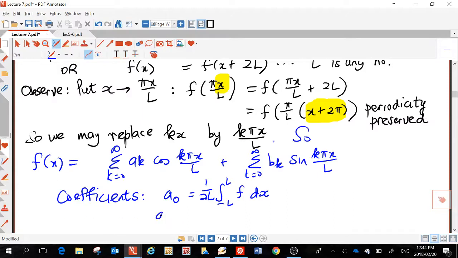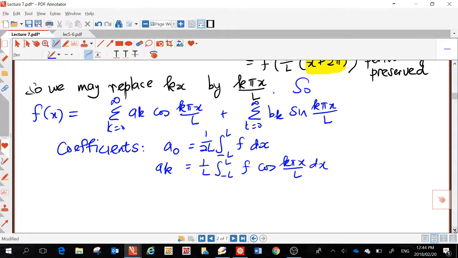And then a_k will be 1 over L, integral from minus L to L, f cos(k pi x over L) dx. I trust you can see that this is exactly the same thing as we've done all along. We're just replacing kx by k pi x over L. And the game goes on as normal. b_k equals 1 over L, integral from minus L to L, f sin(k pi x over L) dx. So those are the formulas which I'm just repeating now in the new language of pi over L.